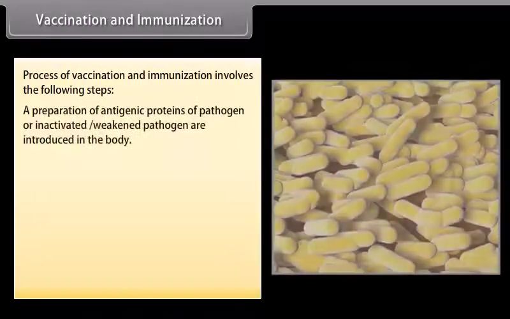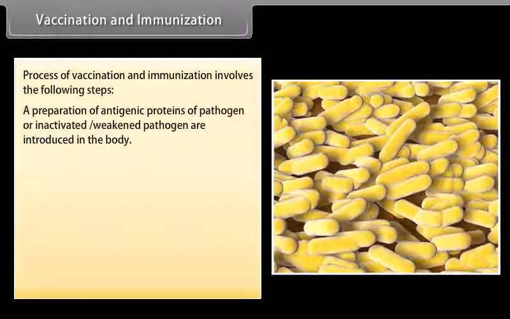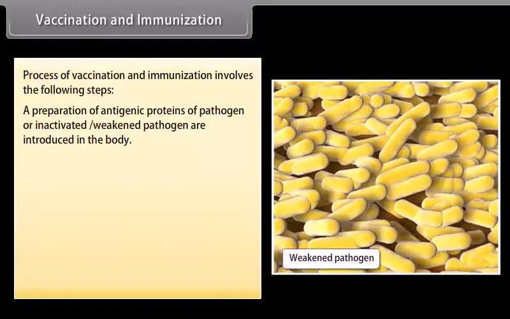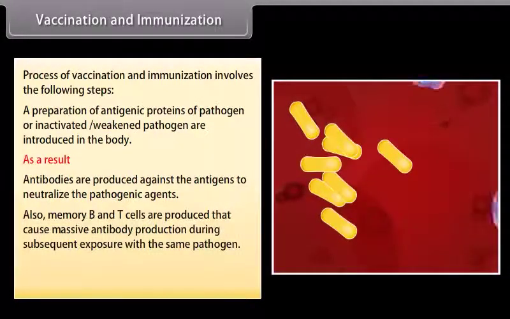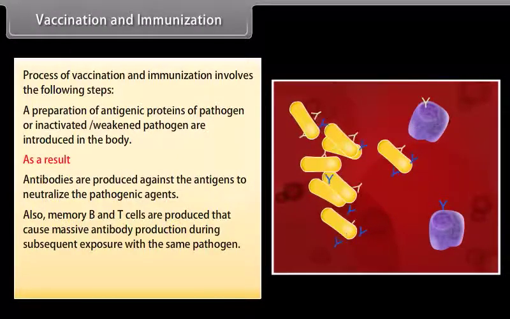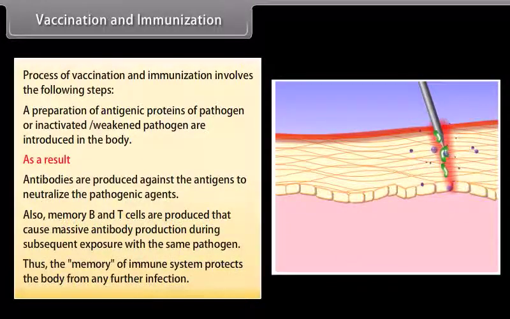The process of vaccination and immunization involves the following steps. A preparation of antigenic proteins of pathogen or inactivated, weakened pathogen are introduced in the body. As a result, antibodies are produced against the antigens to neutralize the pathogenic agents. Also, memory B and T cells are produced that cause massive antibody production during subsequent exposure with the same pathogen. Thus, the memory of the immune system protects the body from any further infection.